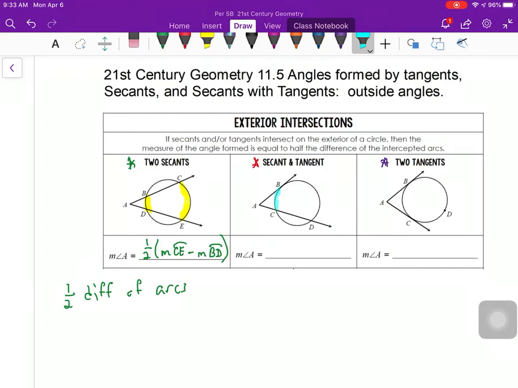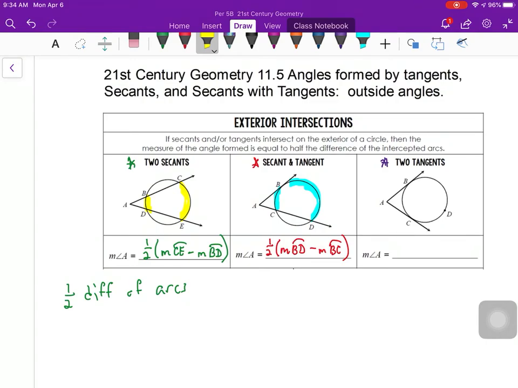Now if we're looking at this middle example, where we have a secant and a tangent, then the two arcs that we would be interested in are this arc and then this arc out here. And again, because it is an outside angle, it's equal to half the difference, so it's going to be 1/2. The larger arc is the one further from the angle, so the measure of arc BD minus the measure of arc BC.